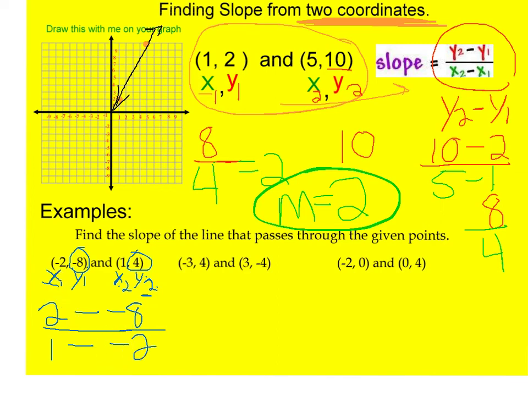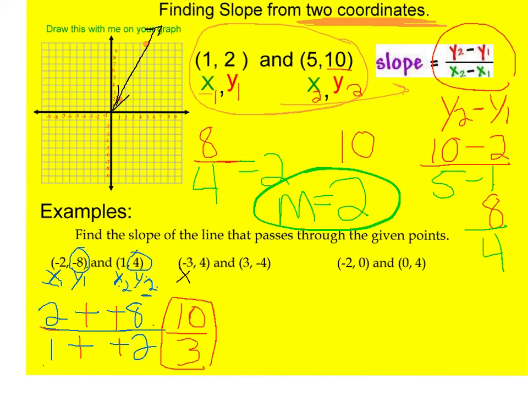So I would do some keep, change, change. And if I do this, I get 2 plus 8 is 10, and 1 plus 2 is 3. The slope of this line is 10/3. That's my slope. Let's try the next example.